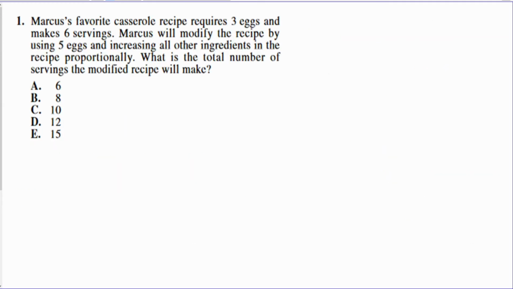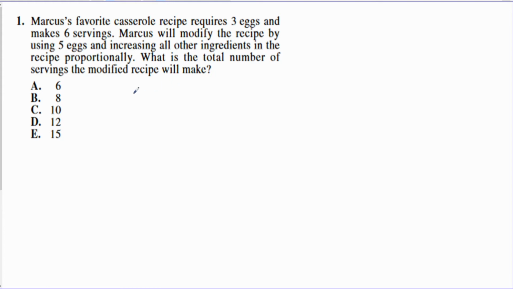For problem number 1, Marcus's favorite casserole recipe requires 3 eggs and makes 6 servings. Marcus will modify the recipe by using 5 eggs and increasing all other ingredients in the recipe proportionally. What is the total number of servings the modified recipe will make?